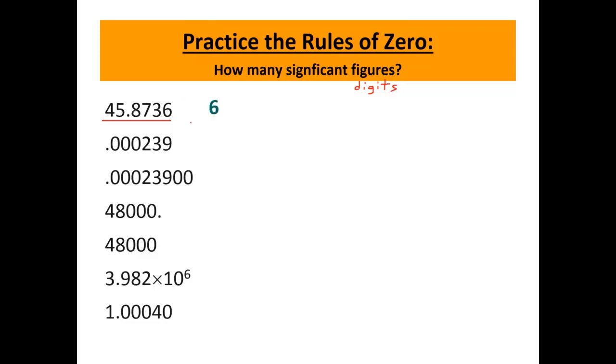So how many significant figures are in the next one? 3. Good, because leading zeros are never significant. These are leading zeros. Don't count. Now we still need them. They're still important. They hold place value, but they're not significant. So 3 sig figs. How many significant figures in this next one?